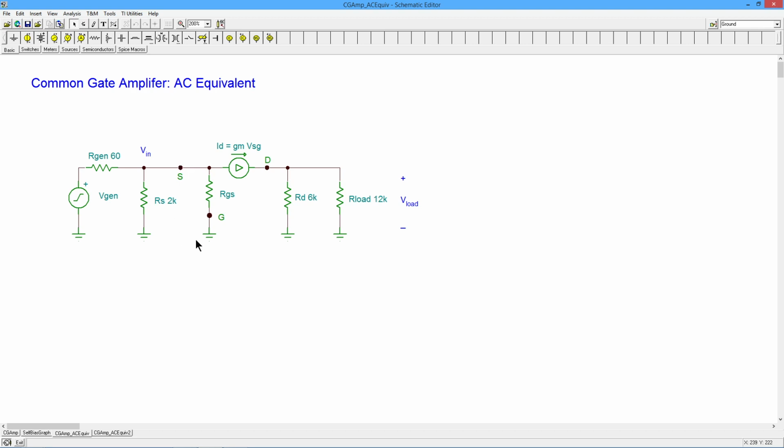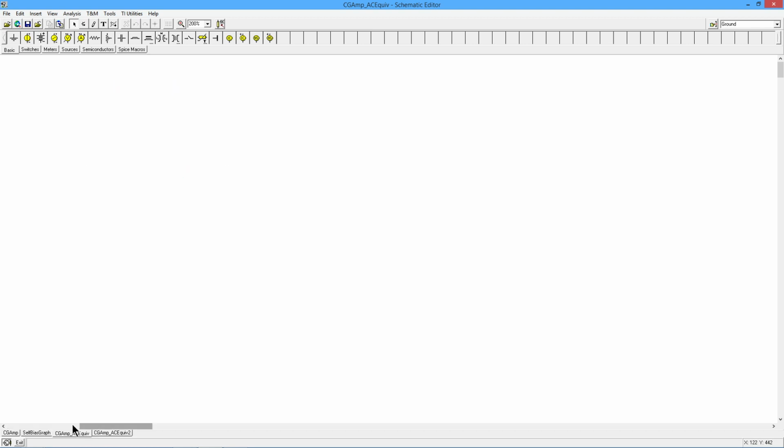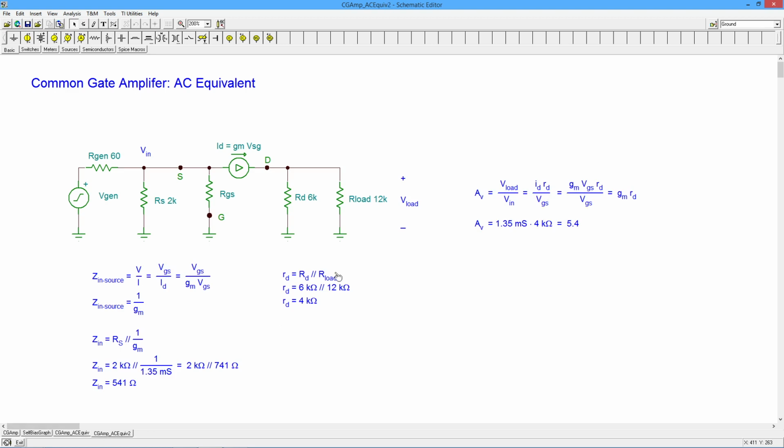All right, so just to look at the numbers on here, recap. RD is the DC value of 6K in parallel with 12K, right? So 6 in parallel with 12 is 4K. That's a 2-to-1 ratio. So we get 2/3 of the smaller, 2/3 of 6K is 4K. Don't even need your calculator, all right?